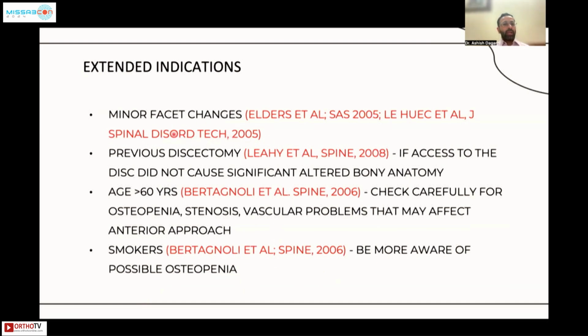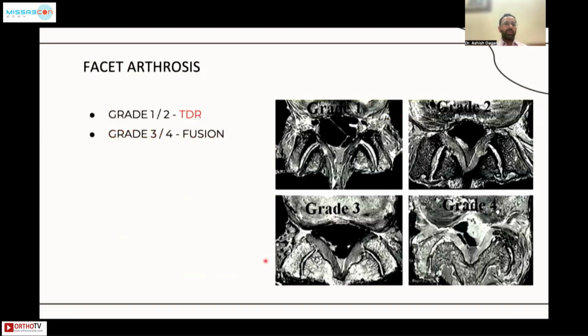So at present, minor facet changes are not a contraindication and we can proceed with total disc replacement in such types of cases. If the patient has undergone previous discectomy and we have not destroyed the bony anatomy, we can still go for total disc replacement, even if the age of the patient is more than 60 years. But he must be fit in other criteria. In smokers, we have to just check for osteopenia. If the bones are good enough, we can go for total disc replacement.